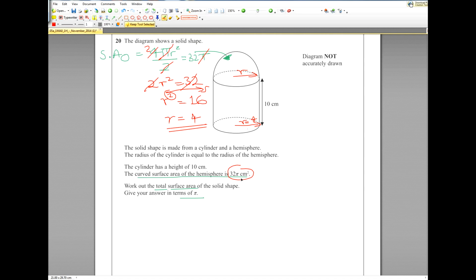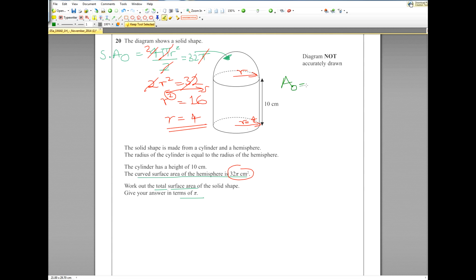Where is 4? Lovely. Now, we know the area of the curvy bit on the top. Now, do we know the area of the bottom? No. Do we know the area of the curved part there? We need to work that out. Okay, let's have a look. So now we're going to work out the area of the circle on the bottom.